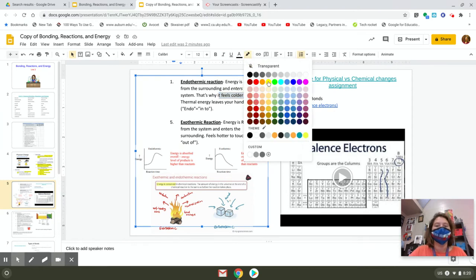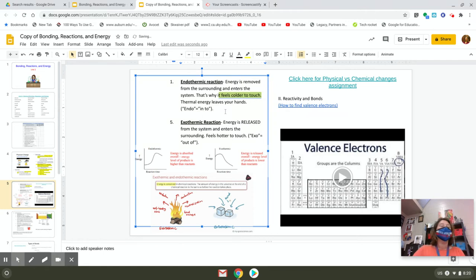All right, so in endothermic reaction, you are going to start with, it feels colder to touch. You need to know that an endothermic reaction uses up the heat. That's what it means when it says heat goes into. It's using up the heat. So if it's using up the heat, how does it feel? It feels colder.